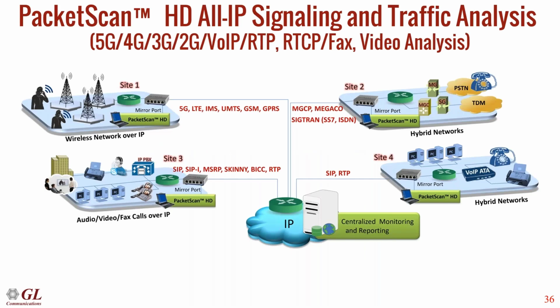Okay, thank you, Sanjeev. So I'm going to talk a little bit about the PacketScan software now. The software can decode many different types of protocols. So we list a lot of them here on the screen: 5G, LTE, IMS, UMTS, and so on. SIP, RTP, SIGTRAN, all these different types of protocols. The PacketScan software can decode them intelligently, build the call detail records, save the calls, and so forth. So PacketScan is very good in terms of call analysis, much better than any open source tool like Wireshark.